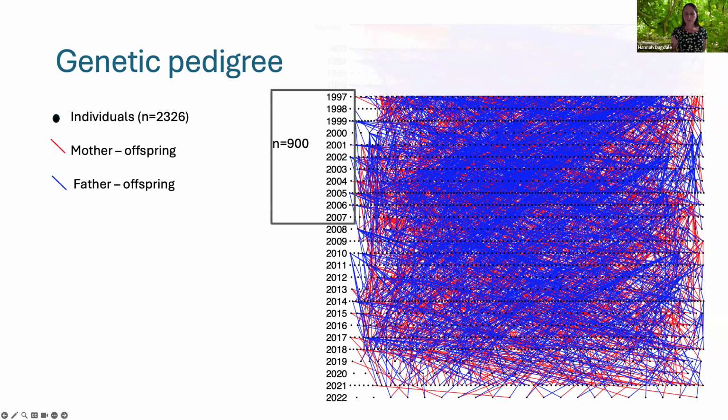So what we did was we took these, I think, 11 cohorts, which totaled 900 individuals, and we calculated their individual genetic contributions over 3 generations, which is 15 years in the Seychelles warbler. So for a bird born in 2007, we looked at their individual contributions in the 2022 cohort.